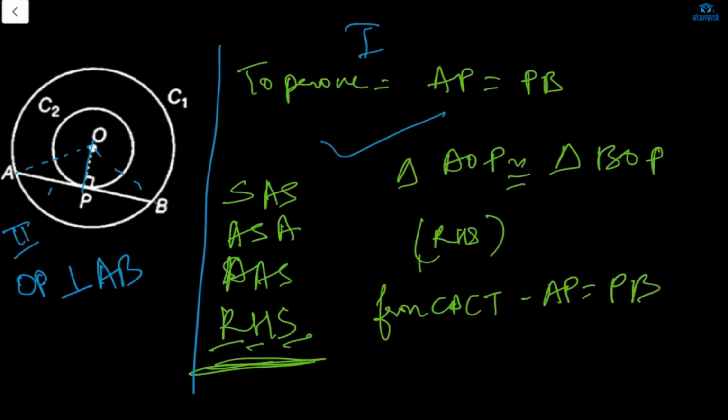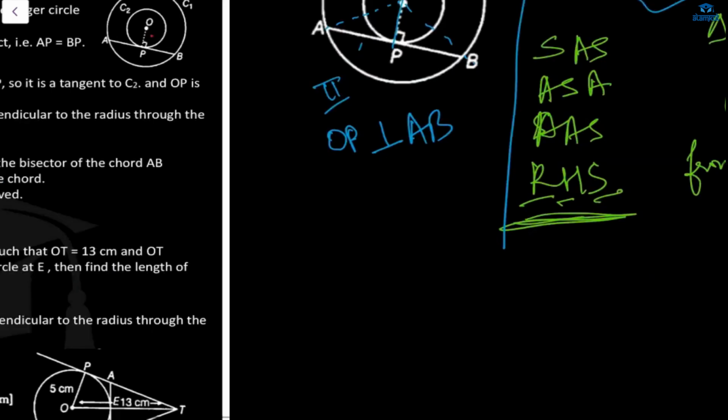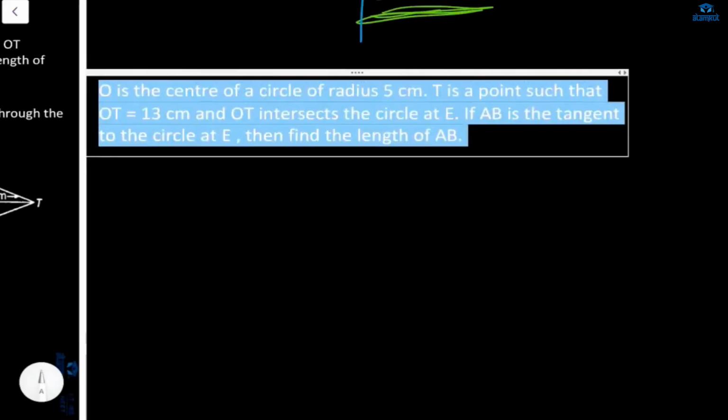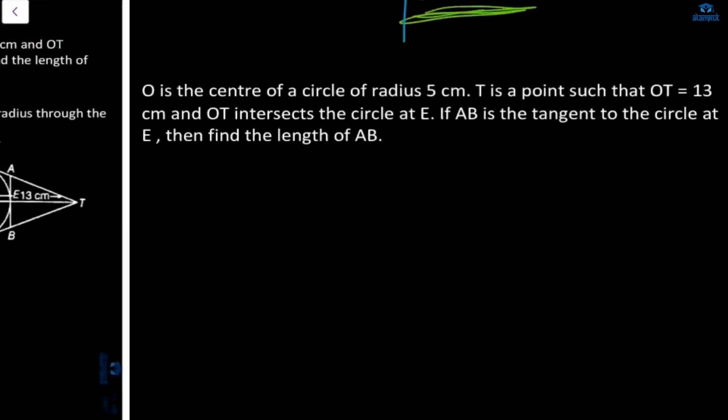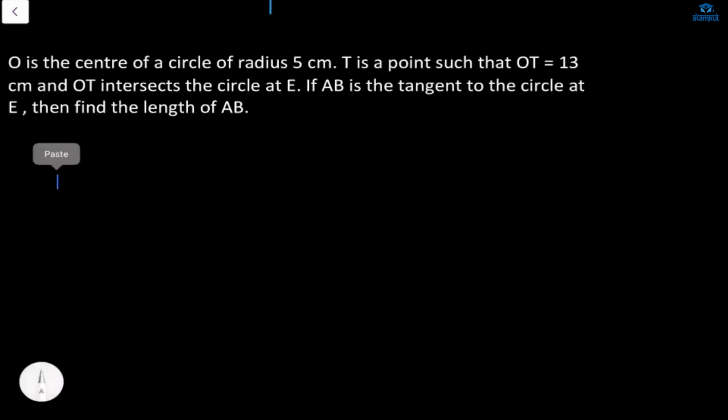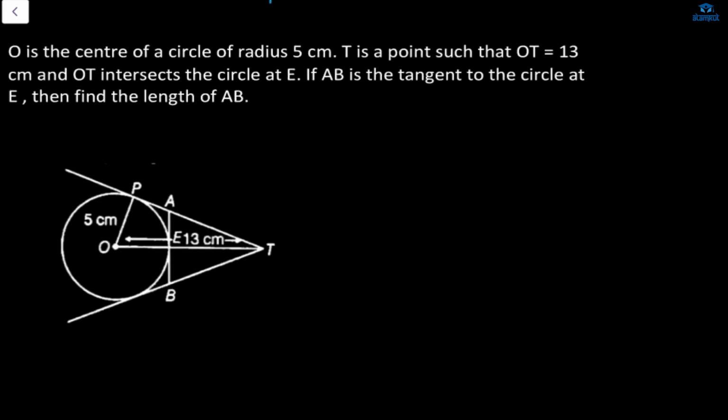Very nice. Now let's see question number two. I'm copying the diagram here. Sophia, see here. O is the center of the circle and the radius is 5 centimeter, so OP is the radius. T is a point outside. In this question, your figure will not be given, so you have to draw the figure.